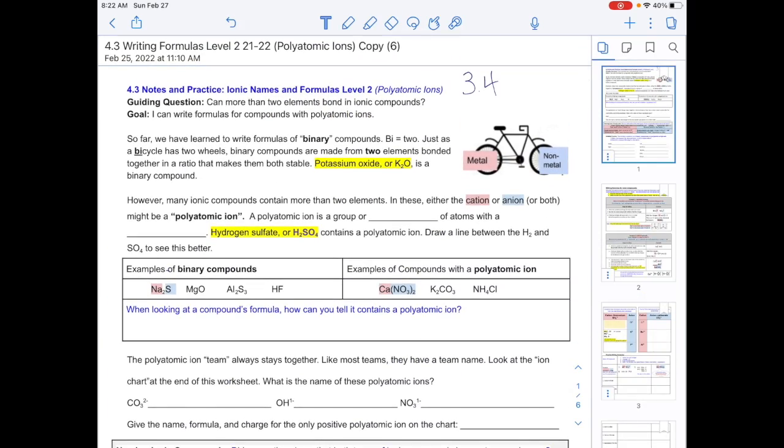However, reading here now, many ionic compounds contain more than two elements. In these, either the cation or anion, or both, might be a polyatomic ion. Cations are positive, anions are negative. A polyatomic ion is a group or team. Fill that in: a team of atoms with a charge.